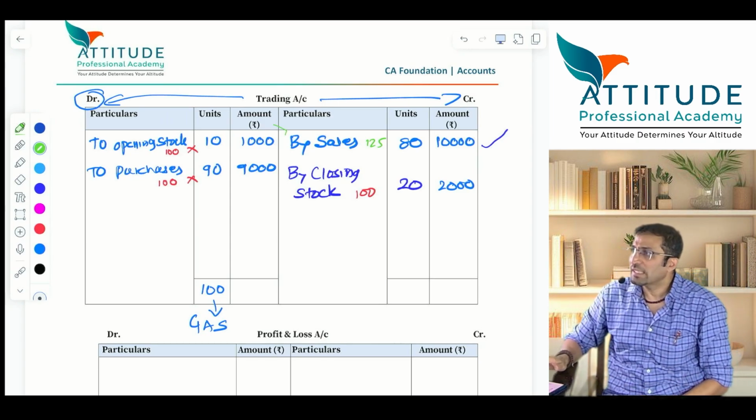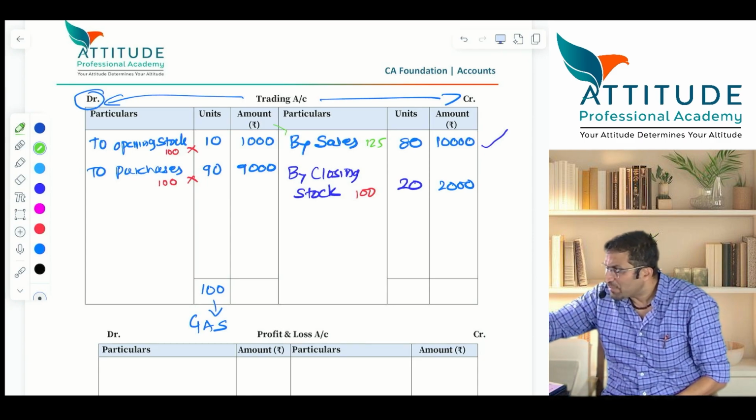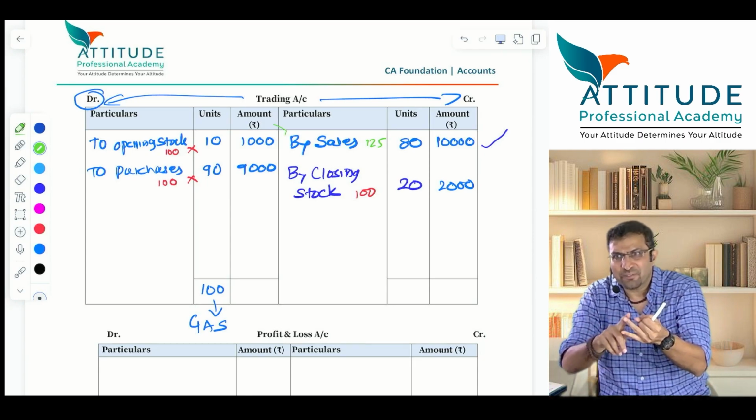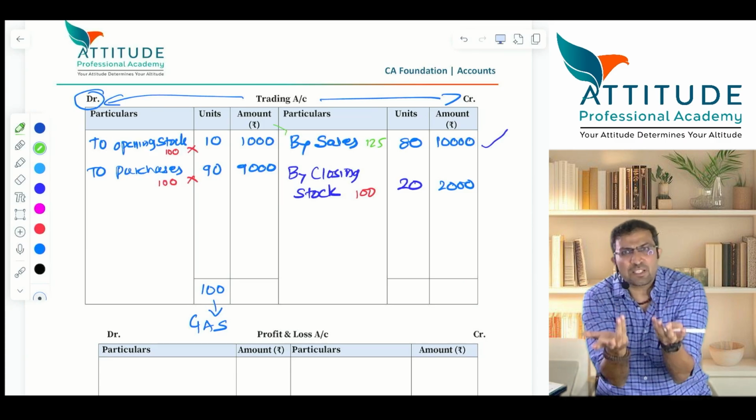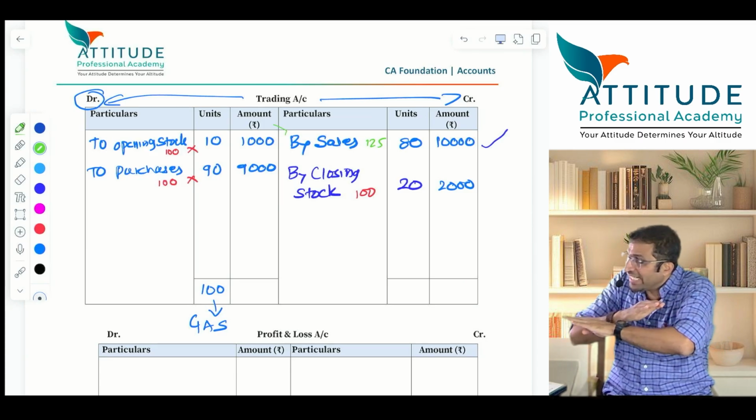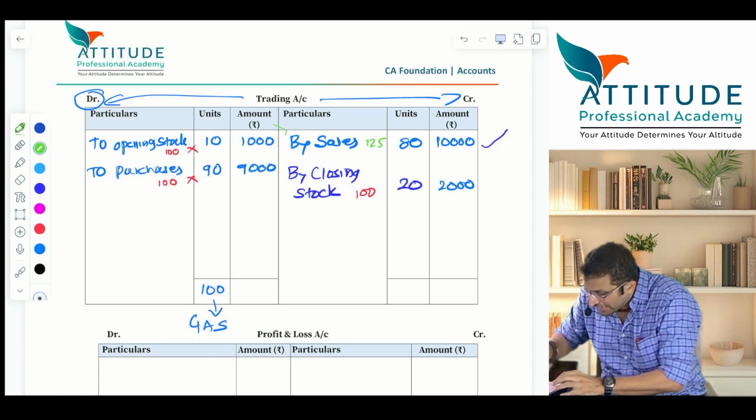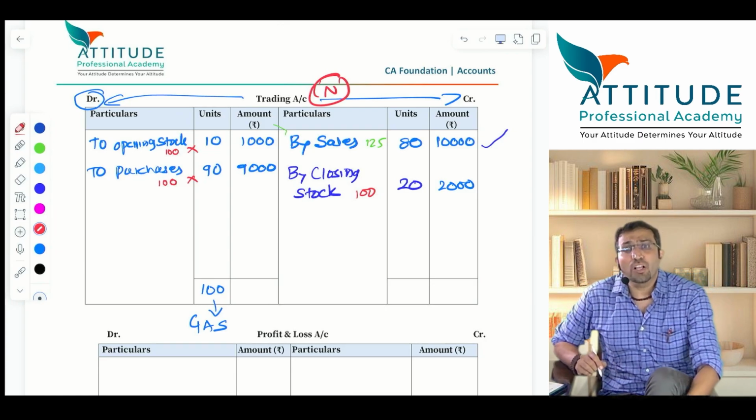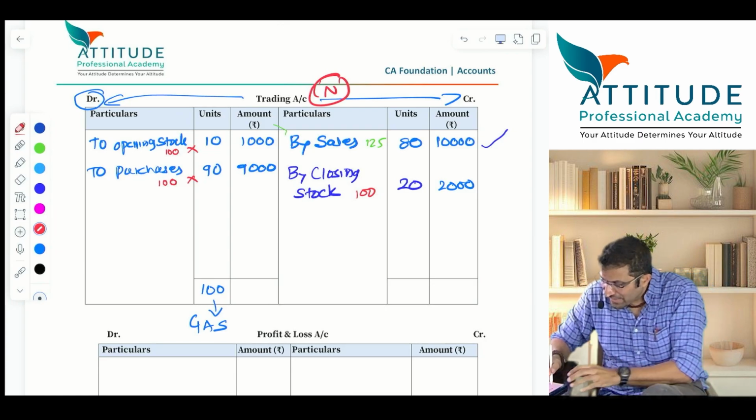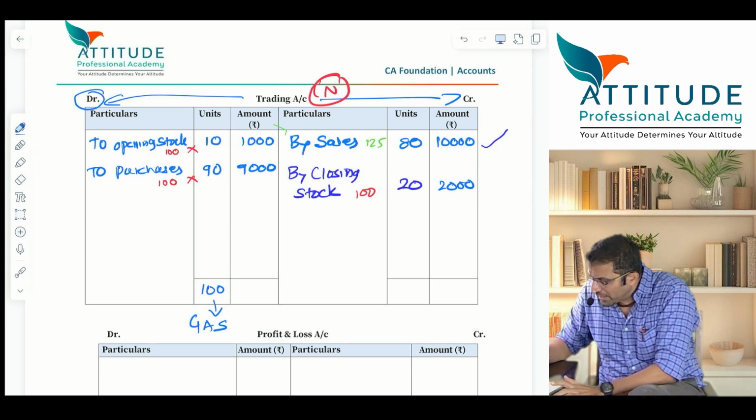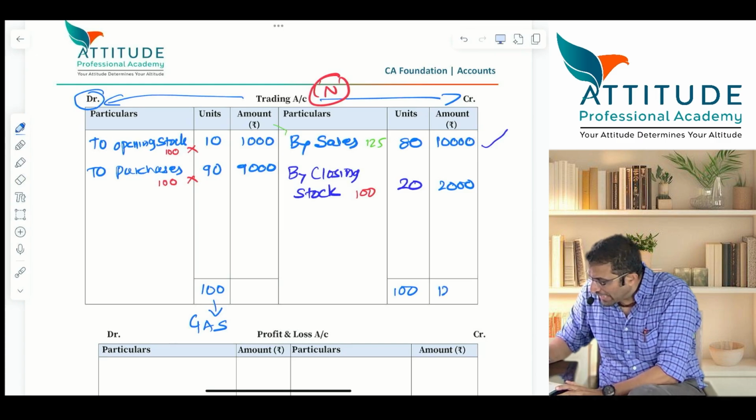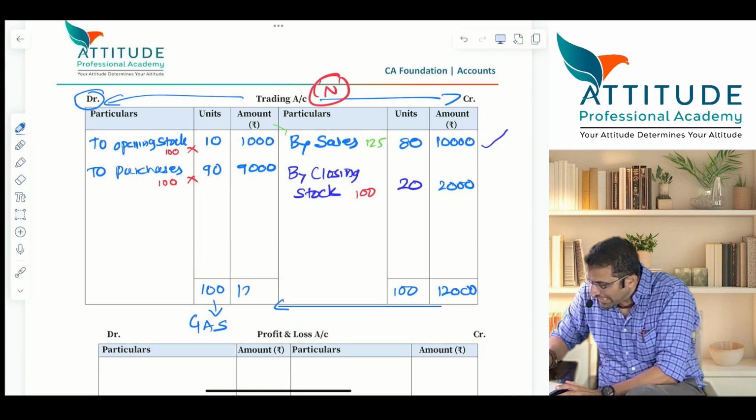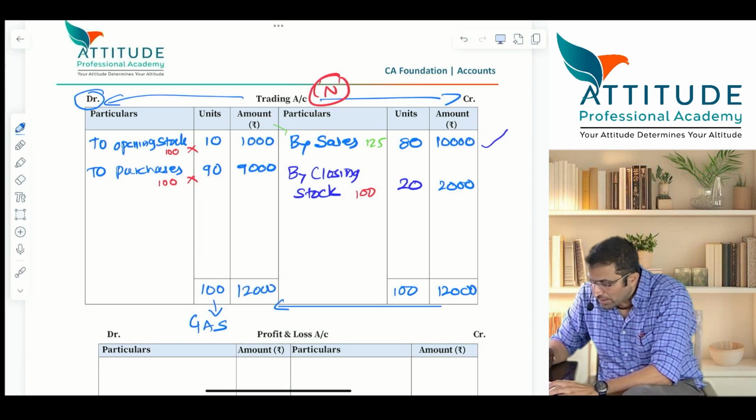Now, once all the items of trading are taken, in this example there is no loading, freight, transit insurance, no direct expenses. So now we close the trading account, because trading account is also a nominal account. Which side is heavier? Repeat, which side is heavier? Unit should tally. 12,000. Take this 12,000 here. Clear? Yes sir.